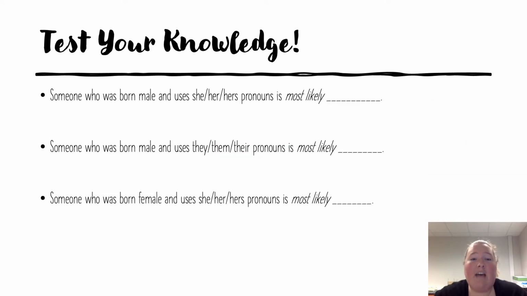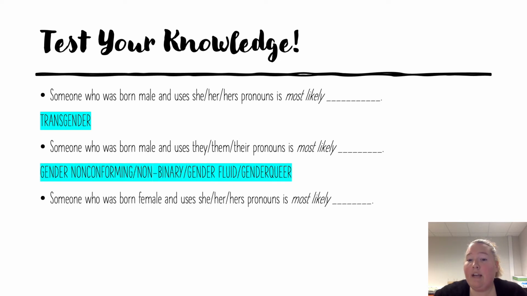Let's test our knowledge and have a quick recap on different gender identities and pronoun usage. Someone who is born male and uses she, her, hers pronouns is most likely transgender. Someone who is born male and uses they, them, their pronouns is most likely gender nonconforming, non-binary, genderqueer, or gender fluid. And then someone who is born female and uses she, her, hers pronouns is most likely cisgender. Again, we should not make assumptions, but these are guidelines we can use when trying to have a better understanding of gender identity and pronoun usage.